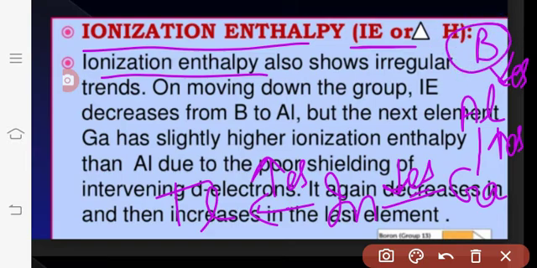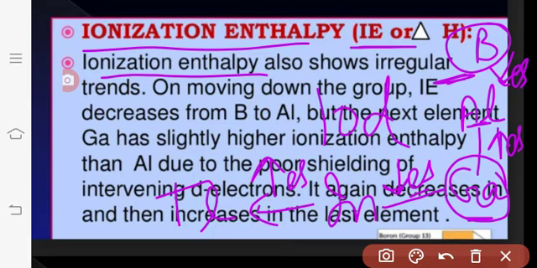The ionization energy of boron is the highest in the group because its atomic size is smallest and the shielding effect is lowest. So due to the shielding effect, there is a sharp decrease from boron to aluminium. Why does this happen? Due to the increase in atomic size and the shielding effect of s and p electrons of the outermost energy shell.